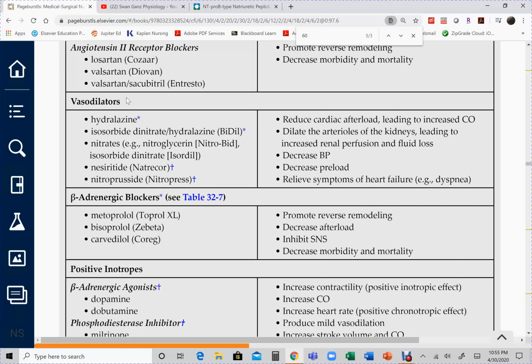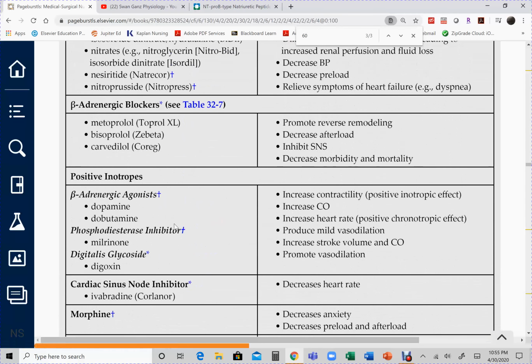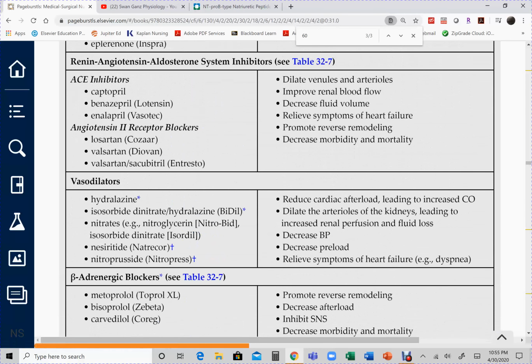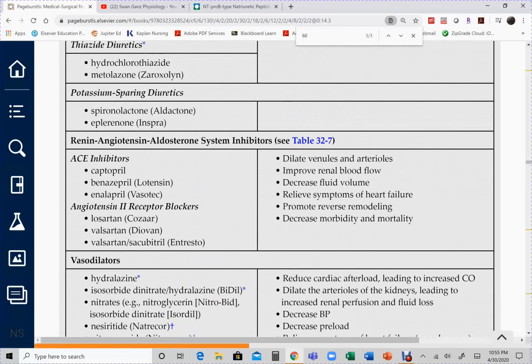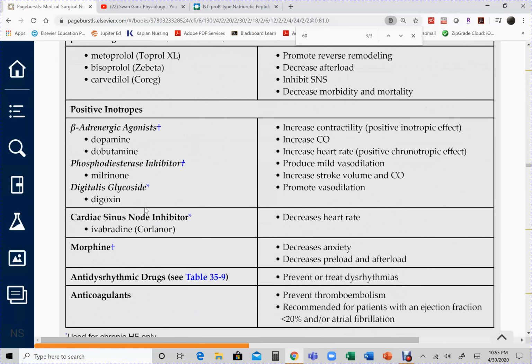The legends, by the way, here: asterisk versus the cross. Asterisk is chronic, and then the cross is for acute episodes, okay, acutely decompensated heart failure or during an exacerbation. We have beta blockers. Take note, dobutamine and dopamine are only given during exacerbations.